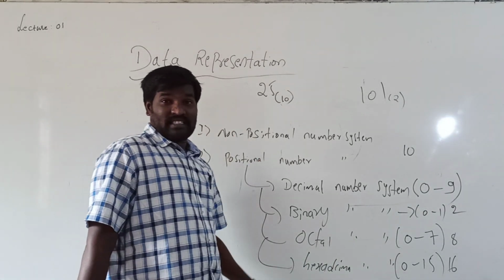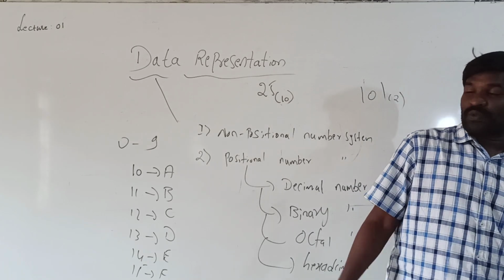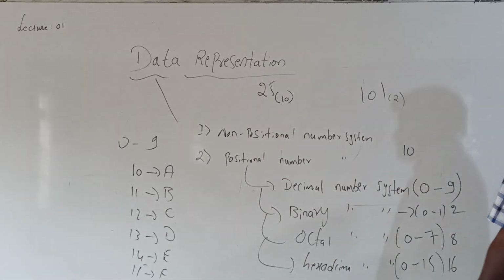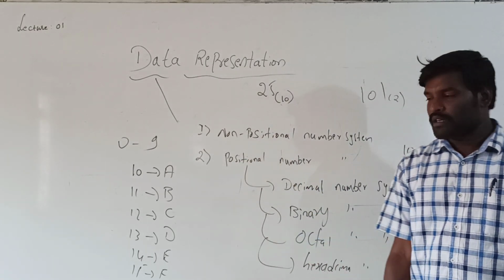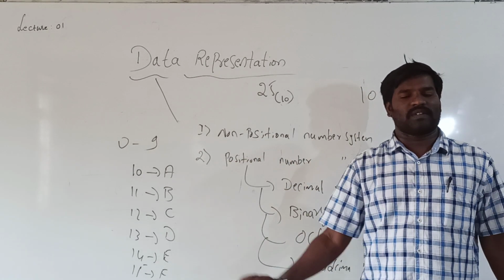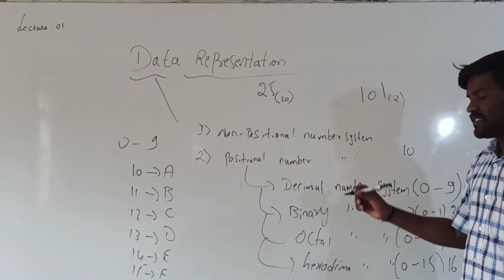The data representation is classified into two types. First one is non-positional numbers, second one is positional. The non-positional numbers are nothing but the Roman numbers. Positional numbers are again classified into four types. The first one is the decimal number system.